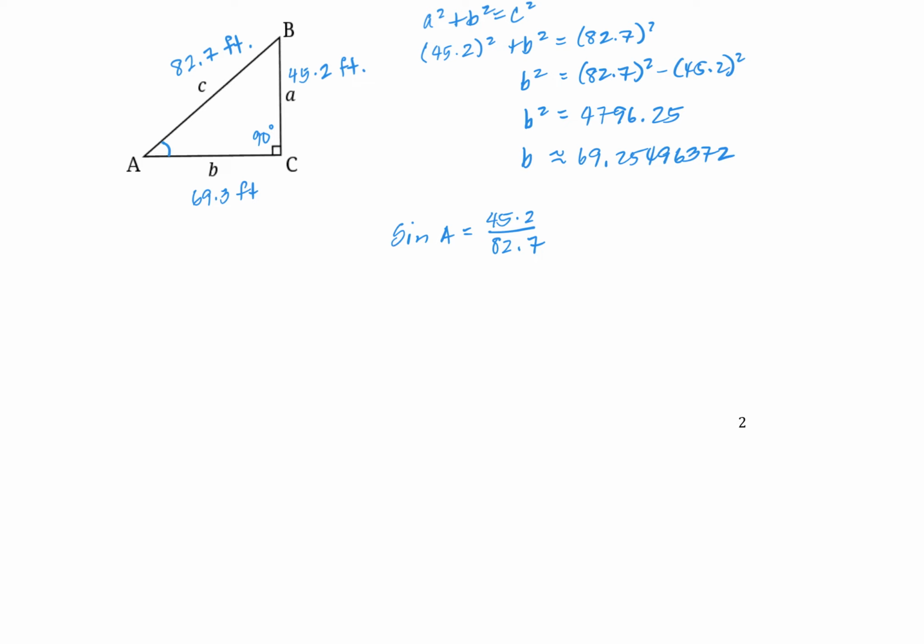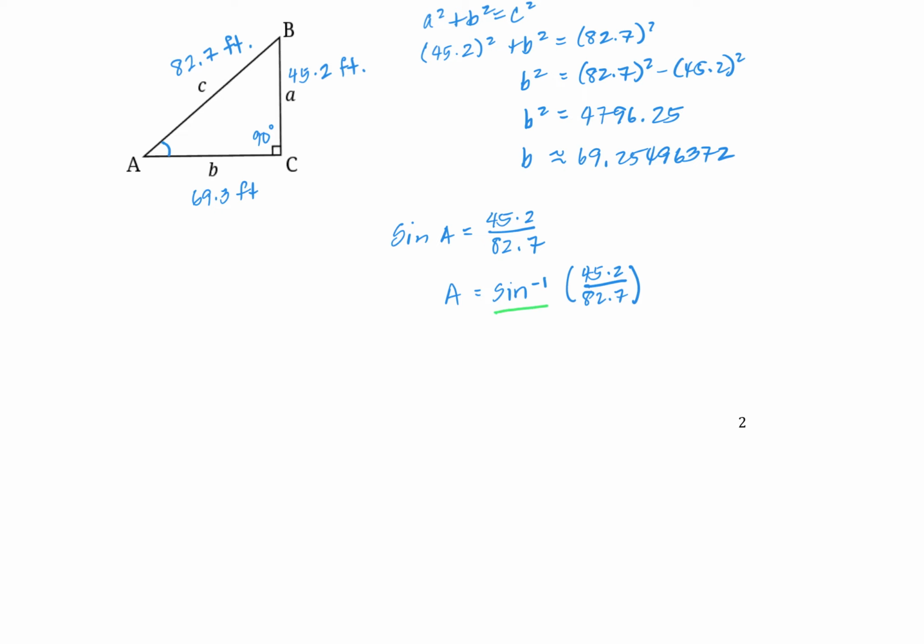The thing is, we're trying to find A, not sine of A. We have sine of A. It's 45.2 over 82.7. So we're going to use our inverse trig function to get the A by itself. And this is what you would put in your calculator. Also make sure that you're on degrees.